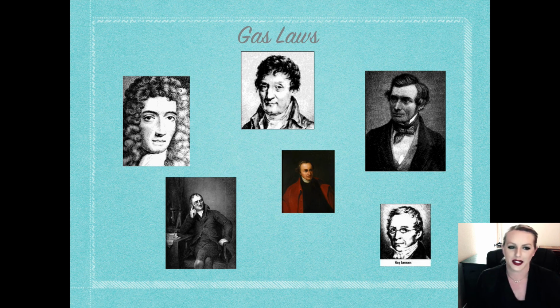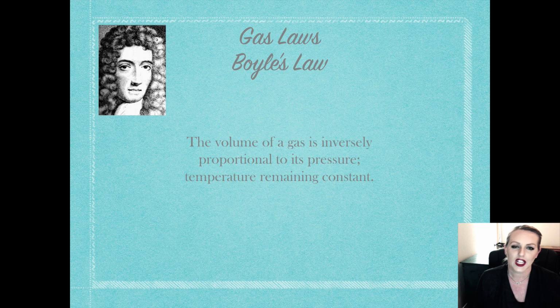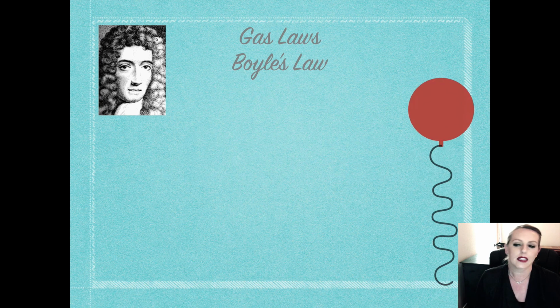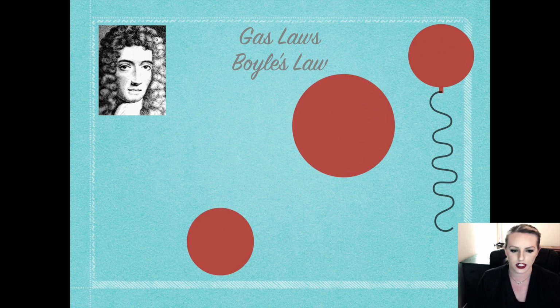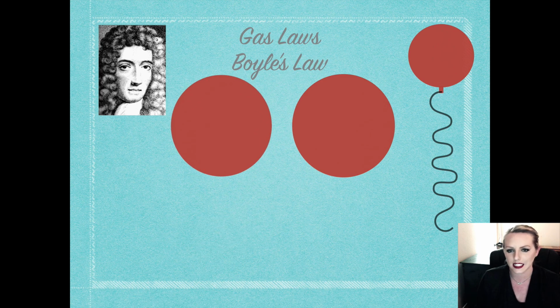So let's get into our gas laws. And these are all these great men who teach us something. The first one is Boyle's law. The volume of gas is inversely proportional to its pressure, temperature remaining constant. The way we're going to remember that is by Boyle's balloon. So you have a balloon, let's look at our bottom one, and you let this balloon go up into the atmosphere. Because the pressure is less once we're getting up there, it has the ability to expand. So we go up in atmosphere, it expands.